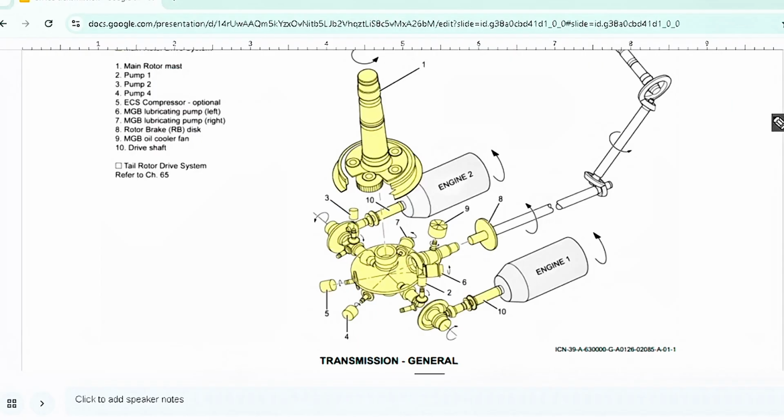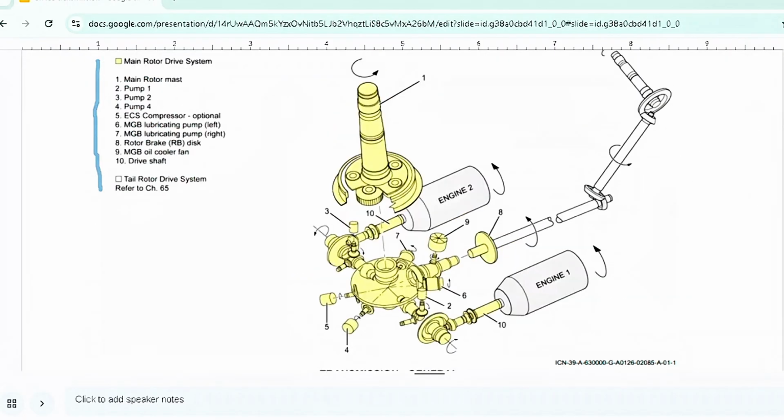You can pause the video and see all the locations. I'm not going to say them one by one. You can see them by pausing the video. I'm moving forward.